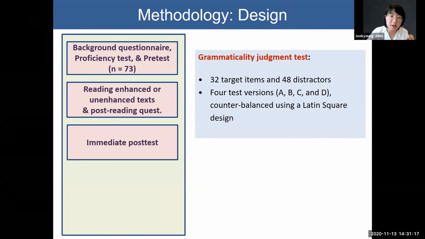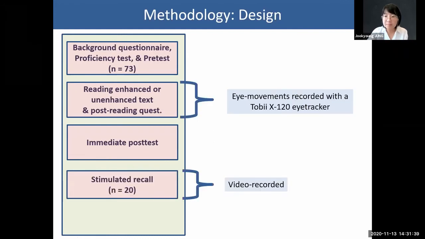And to see the impact of this task manipulation and input enhancement on learning, we developed a GJT test. It contained 32 target items and 48 distractors. And to cancel out any practice effects, we made 4 test versions, which were counterbalanced using a Latin square design. And a subset of the participants, 20 participants, further participated in a stimulated recall session, and the entire stimulated recall session was video recorded.